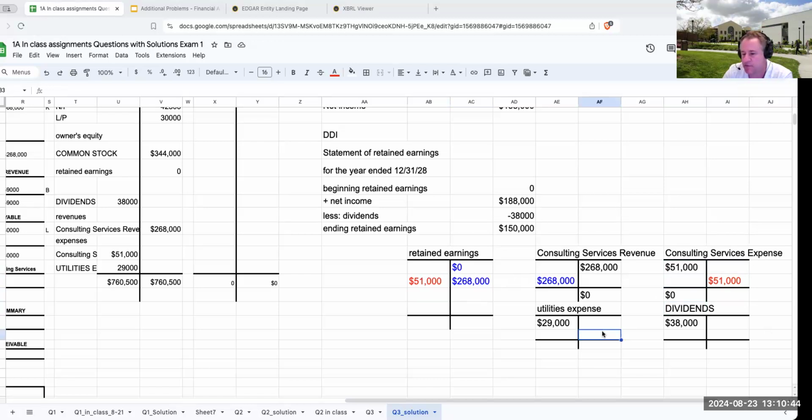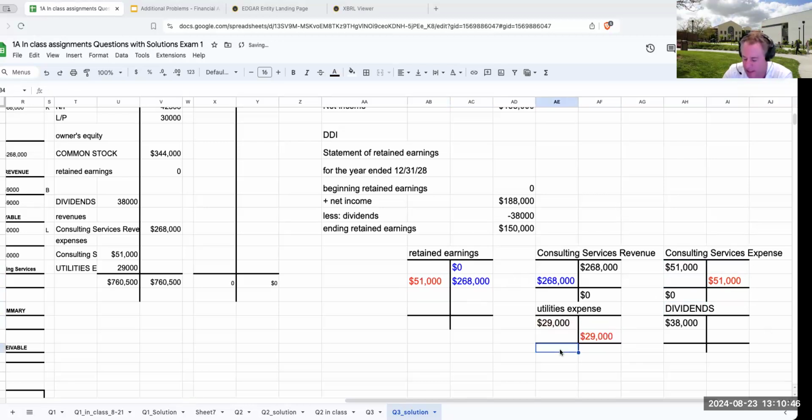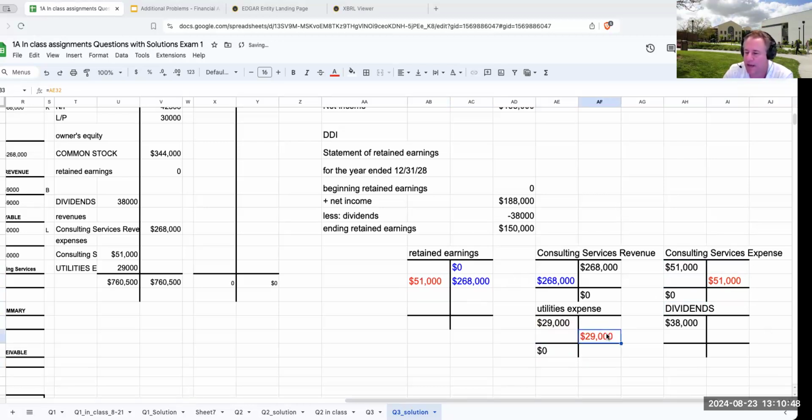Utilities expense. To make this account go to zero, I need a credit of 29,000. I do the opposite to the retained earnings. I'm going to go over here and debit retained earnings. Dividends. To make this account go to zero, I'm going to need to credit dividends. I need to do the opposite over here to retained earnings to get 38,000.